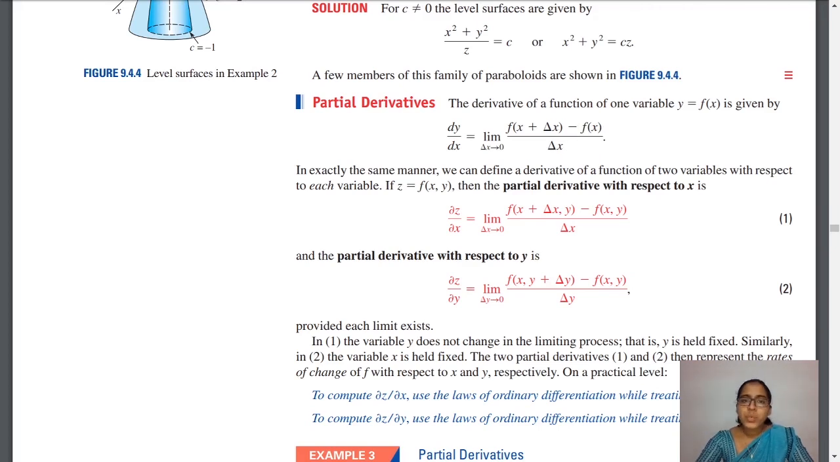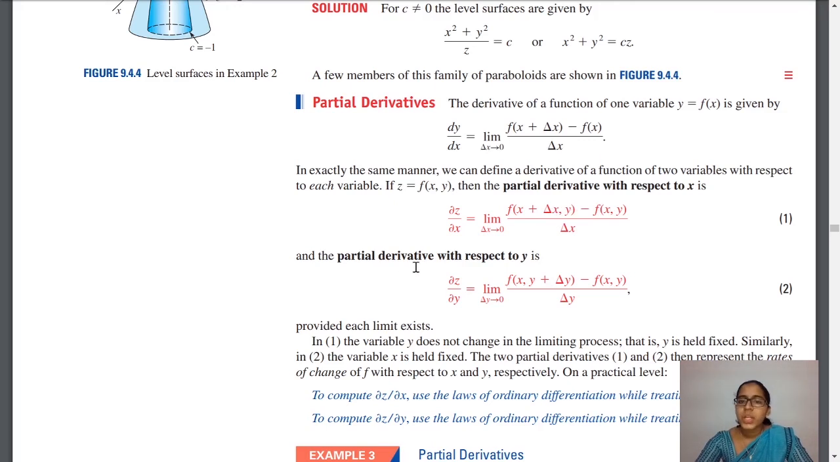So when we are moving on to partial derivatives, we are considering functions of more than one variable. So what we have to do is differentiate that function with respect to both the variables. If z is equal to f of x, y, then the partial derivative with respect to x is given by dou z by dou x is equal to limit delta x tends to 0. But instead of f of x plus delta x, we have f of x plus delta x comma y, because that is a function of x and y, minus f of x, y divided by delta x.